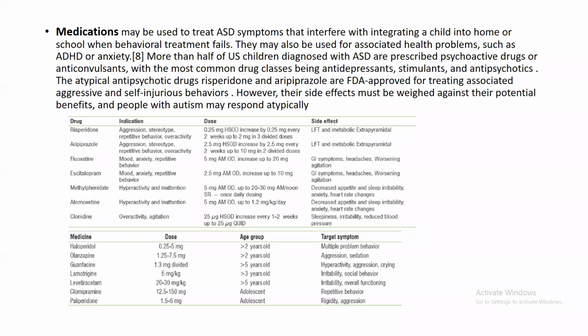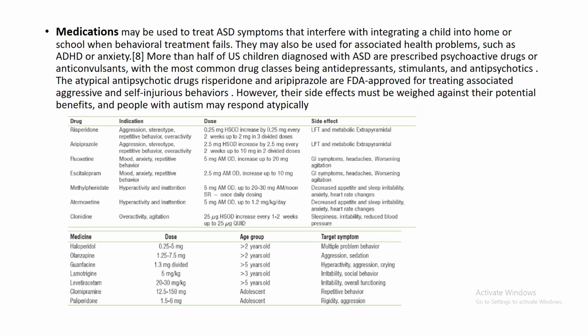Medications may be used to treat ASD symptoms that interfere with integrating a child into home or school when behavioral treatment fails. They may also be used for associated health problems such as ADHD or anxiety. More than half of U.S. children diagnosed with ASD are prescribed psychoactive drugs or anticonvulsants, with the most common drug classes being antidepressants, stimulants, and antipsychotics.